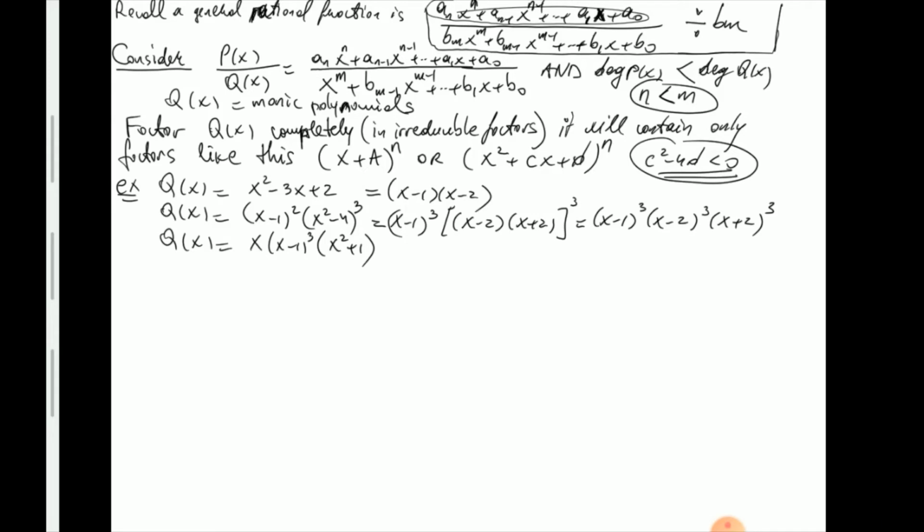Okay, so it should be factored completely into irreducible factors, which can be either linear or quadratic. This is already factored, the last example, because x is linear, x minus 1 is linear, multiplicity 3, x squared plus 1 is irreducible, multiplicity 1. That's as far as you can go with the factorization.